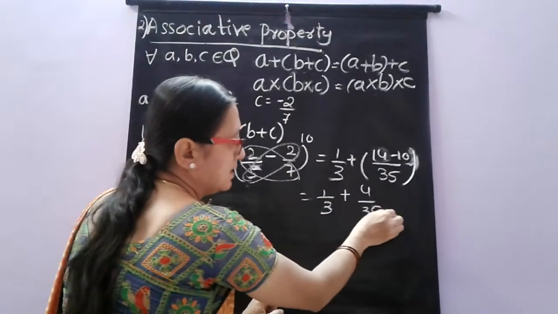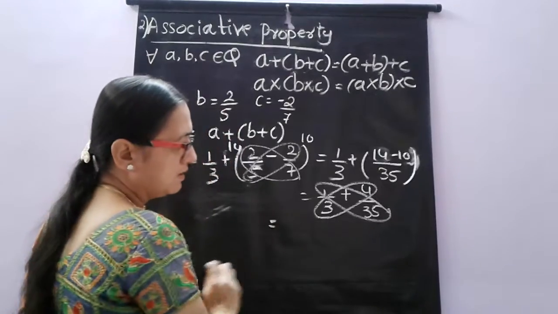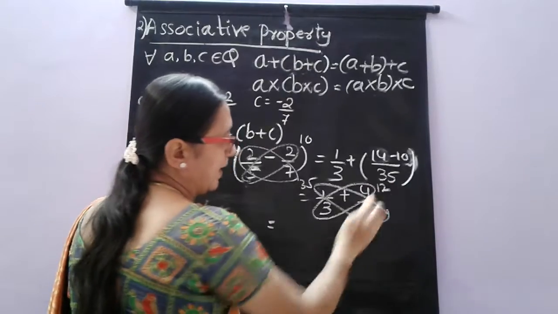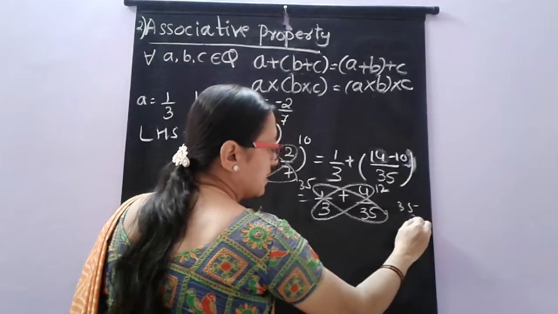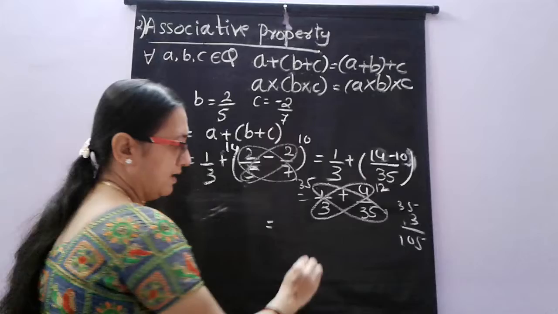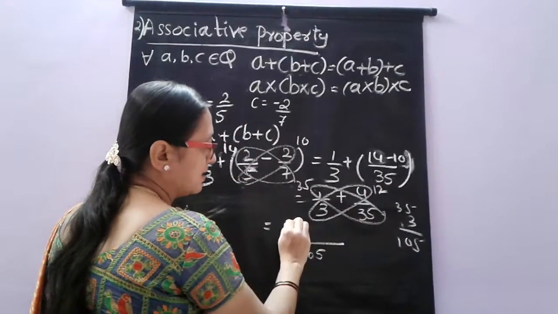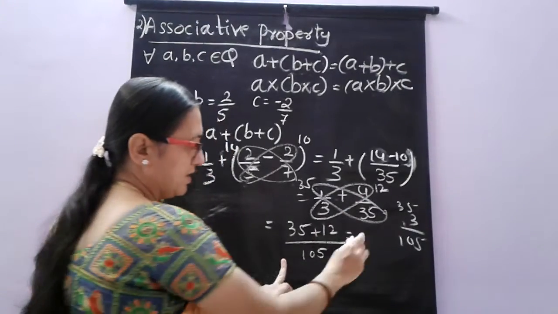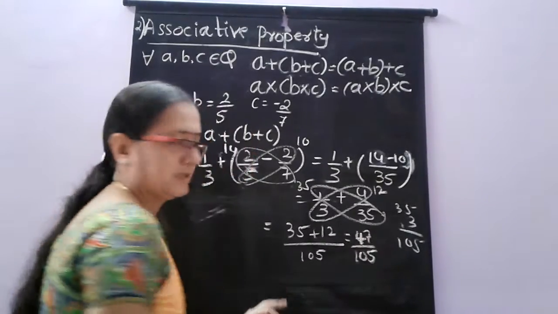Now again try the butterfly method here. Now this is equal to 35 ones are 35, 4 3s are 12. 3 5s are 15, 3 3s are 9 plus 1 is 10, so 105 here. 35 plus 12. The answer is how much here? 47 divided by 105. This is LHS.